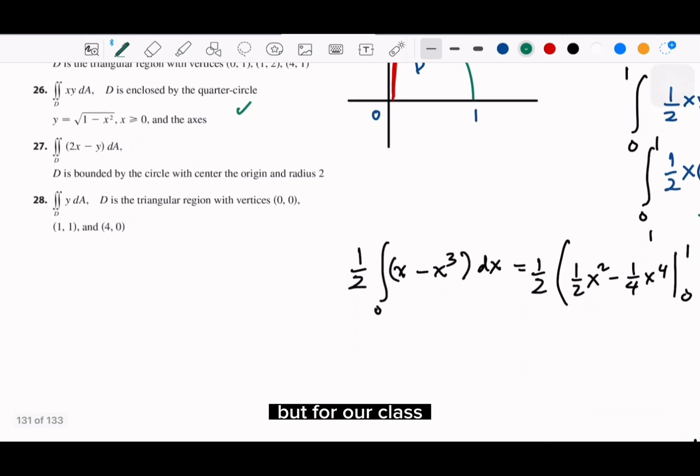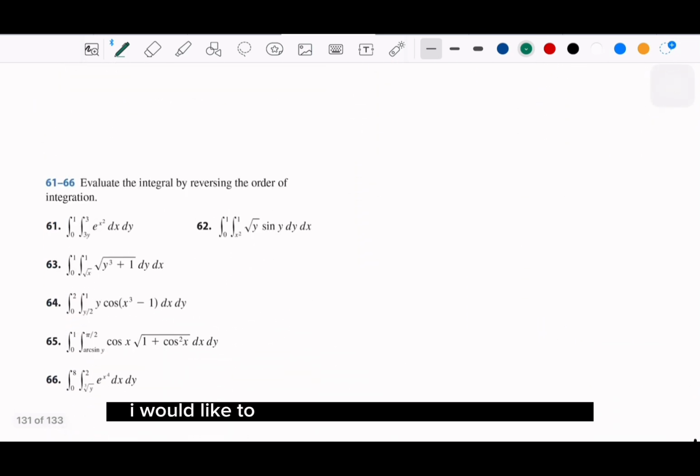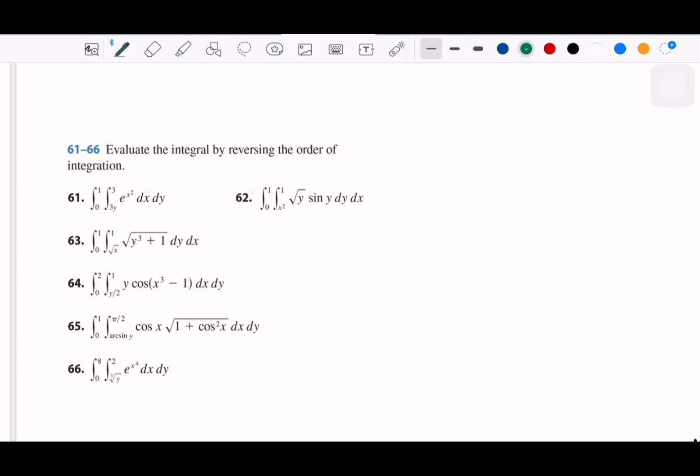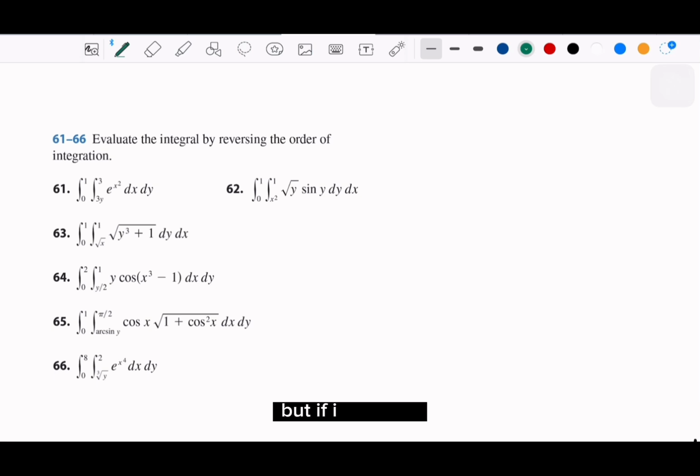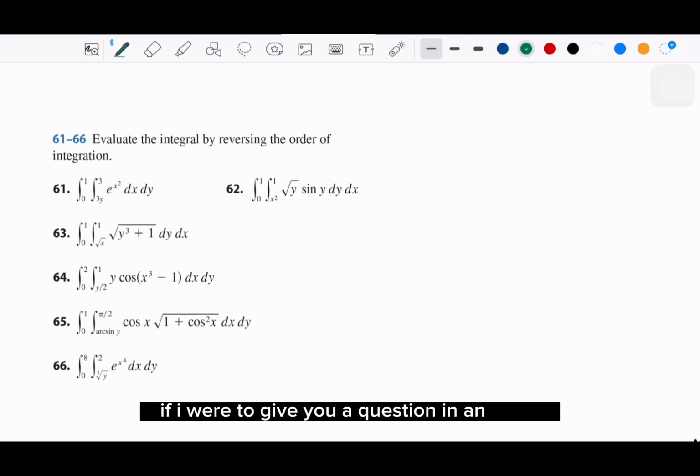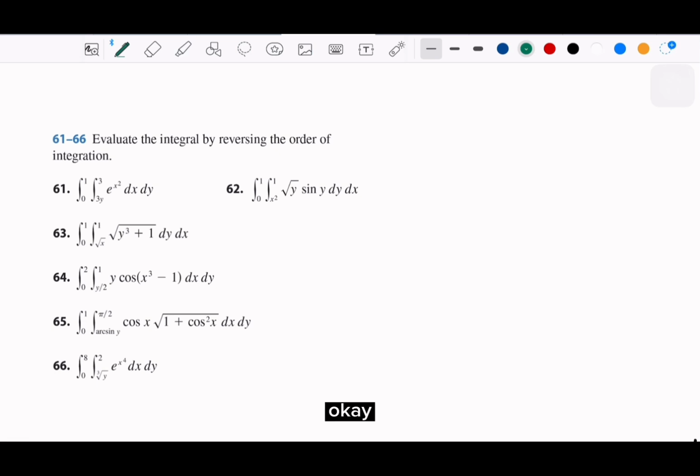But for our class, I would like to move to another type of question. That is, evaluate the integral by reversing the order. So it gives you the clue to reverse the order. But if I were to give you a question in an exam, sometimes I would not give you this clue. So this is something that you need to be familiar with. Okay.